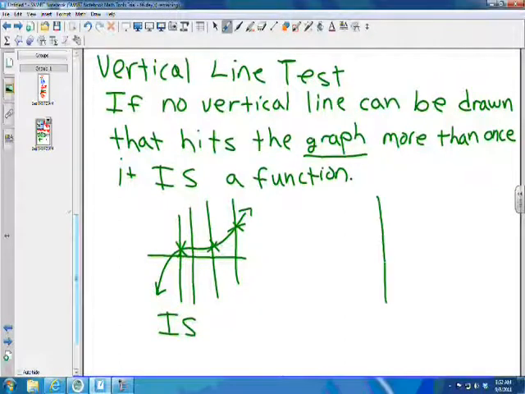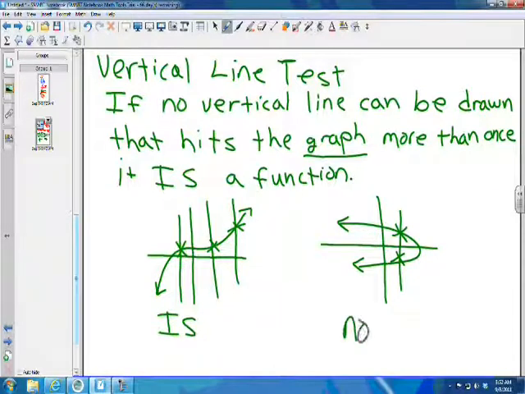And then an easy one, if they have something that looks like that, can I draw a vertical line that will hit that more than once? Yeah, about anywhere. So if I draw a vertical line right here, I clearly hit that more than one time. That one is not a function. So if it hits it more than once, it's not a function.